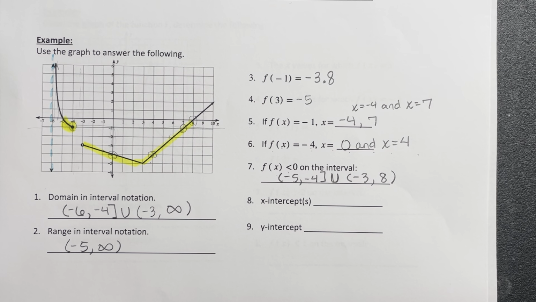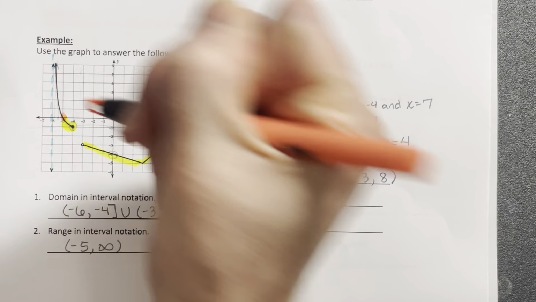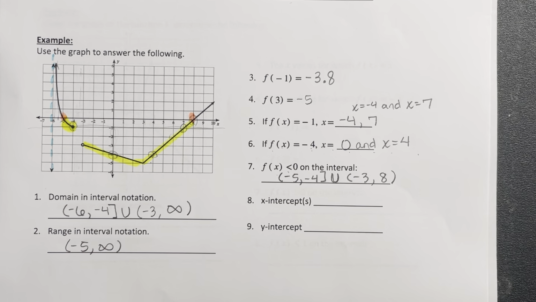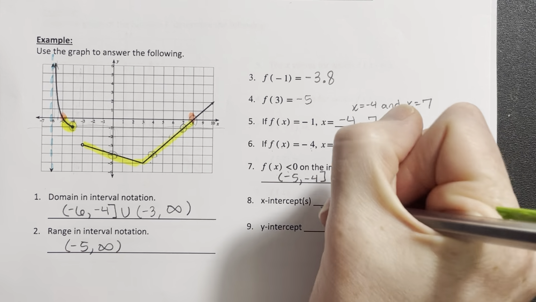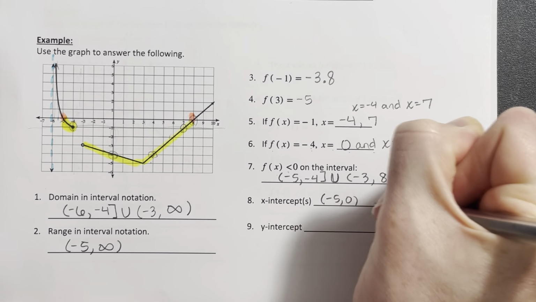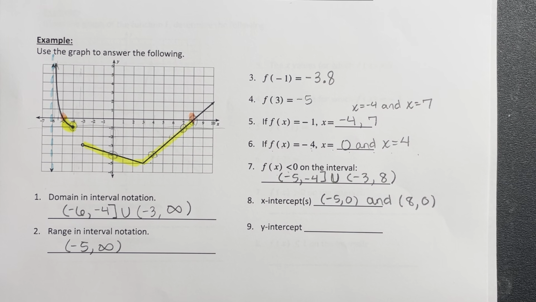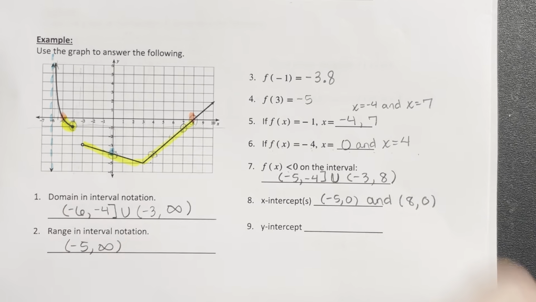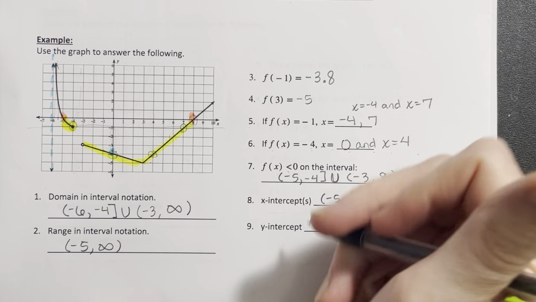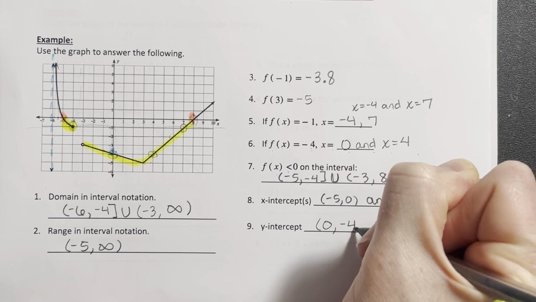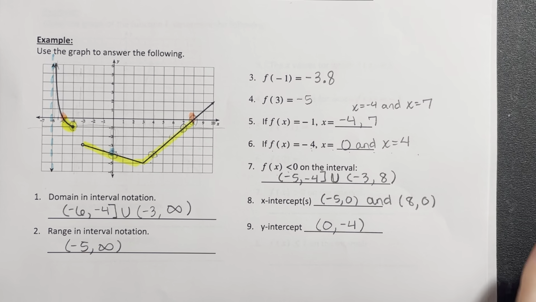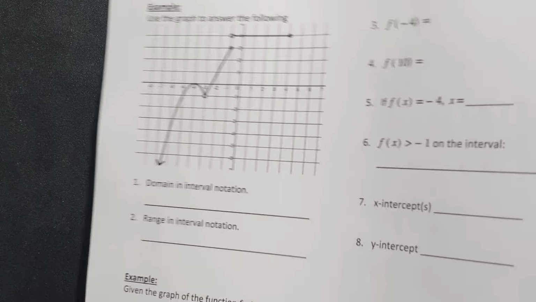Then we're asked about our x-intercepts and our y-intercepts. So our x-intercepts are where the graph crosses our x-axis. That happens here at -5 and at +8. So we have two x-intercepts. One of them is (-5, 0), and the other one is at (8, 0). The y-intercept is where the graph crosses the y-axis. That's over here at -4, but the actual coordinate is (0, -4).